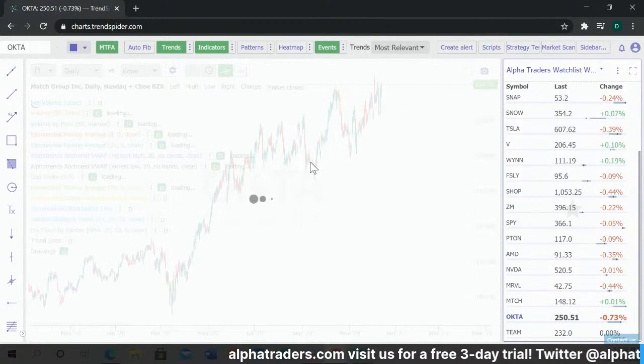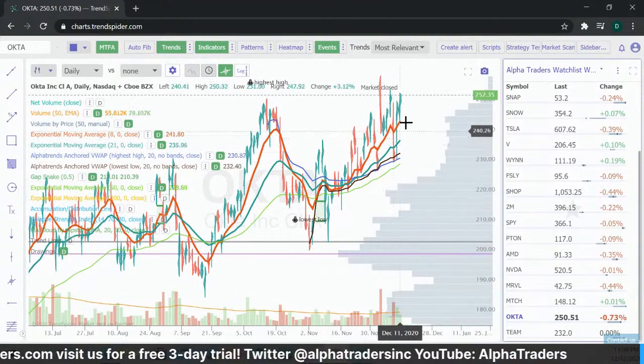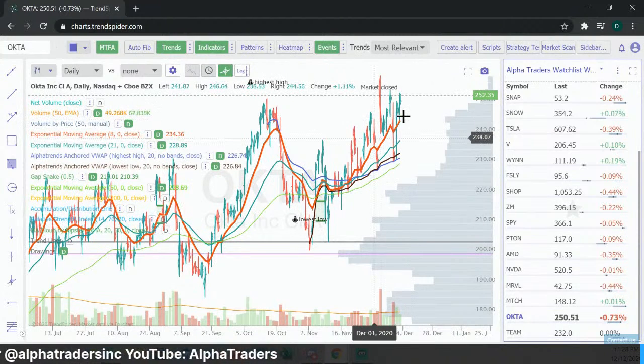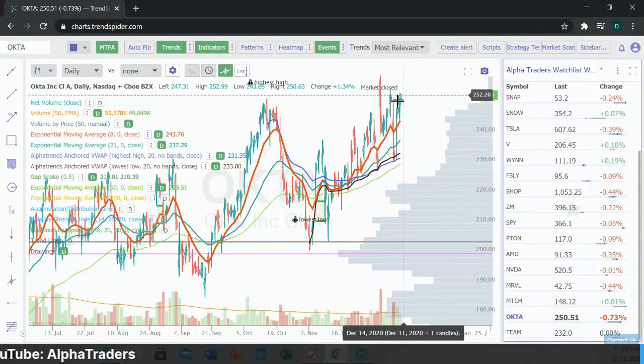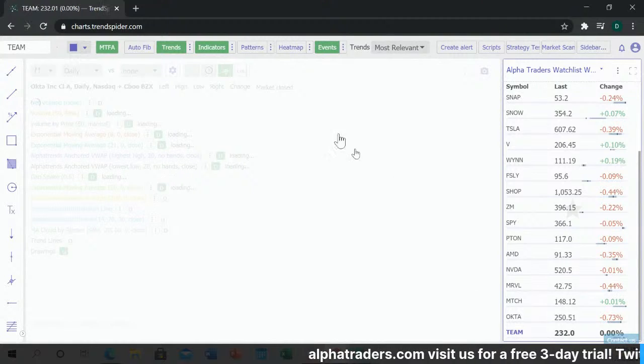Okta, another one, NASDAQ 100 adds. This looks great. The spreads on this are awful, but if you can get in here off the 8-day again, catch it and go. That's a lot of what we do, just catch the 8-day if it's trending.